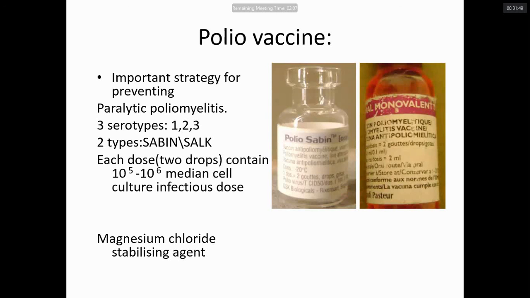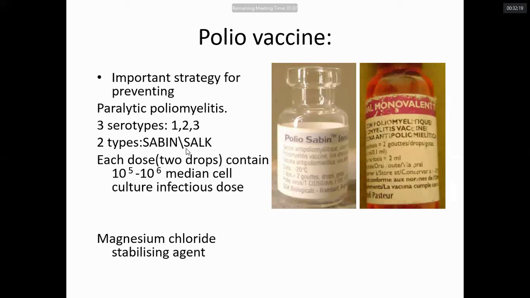Now, polio vaccine. This is also given at 6, 10, 14 weeks, oral polio vaccine. It's an important strategy for preventing paralytic poliomyelitis. There are 3 serotypes, 1, 2, and 3. Previously, all 3 serotypes were included, but now 2 has been omitted because of increased risk of vaccine-associated paralytic polio, and only bivalent polio serotypes 1 and 3 are used.